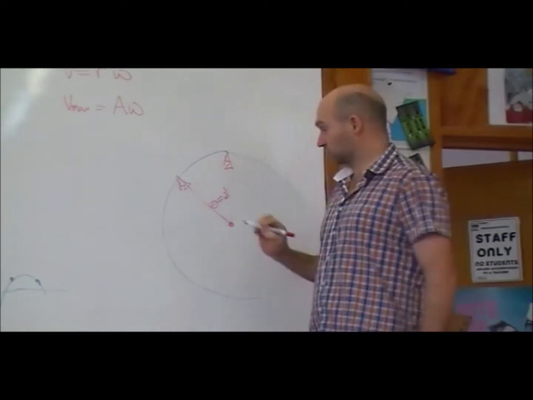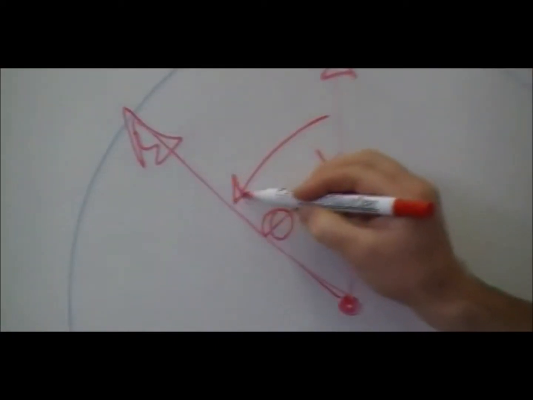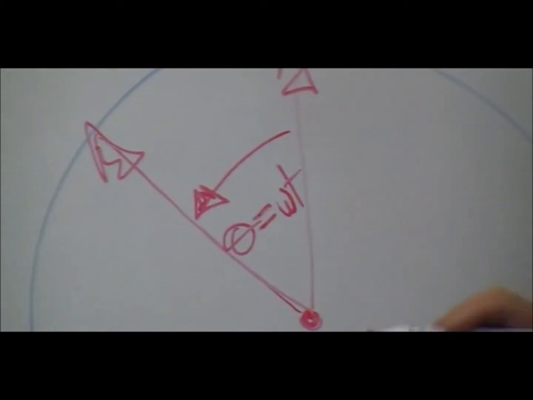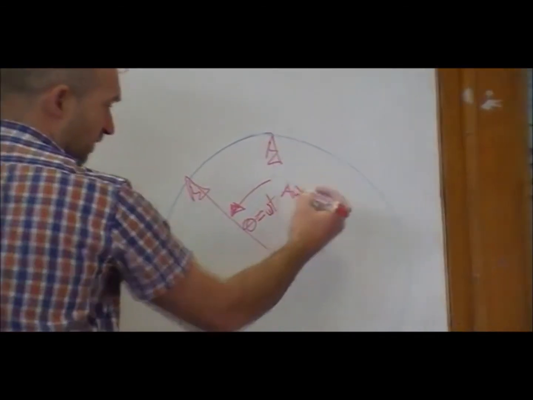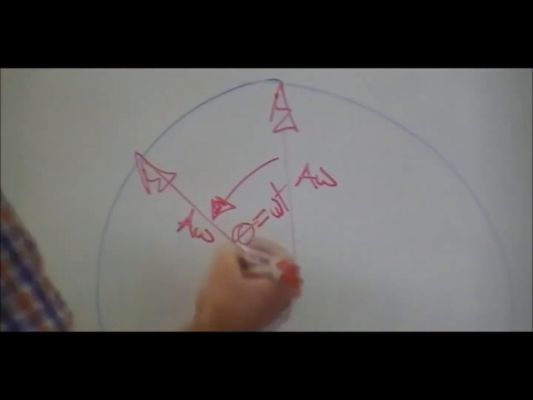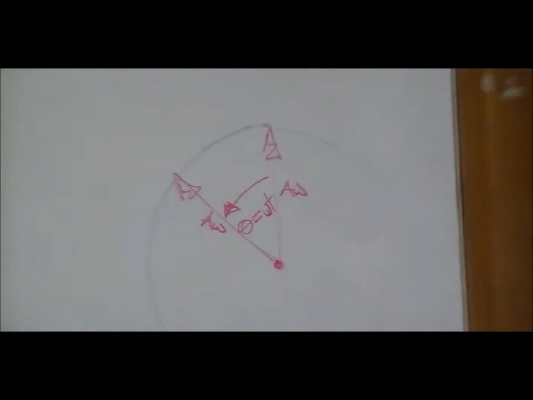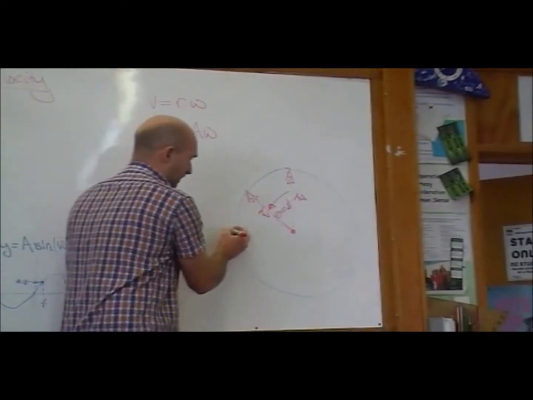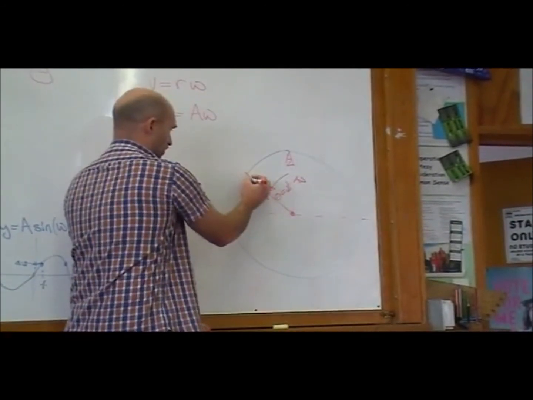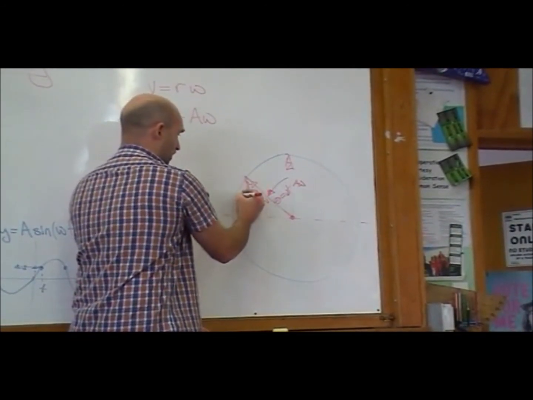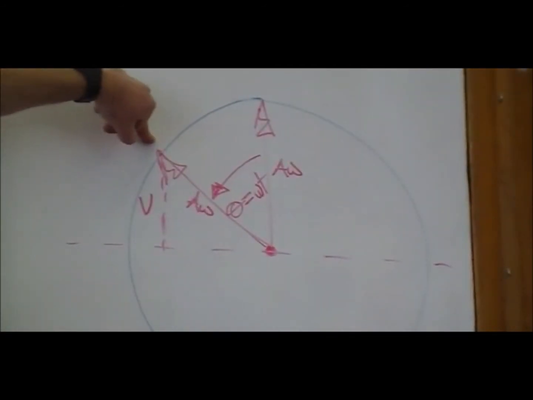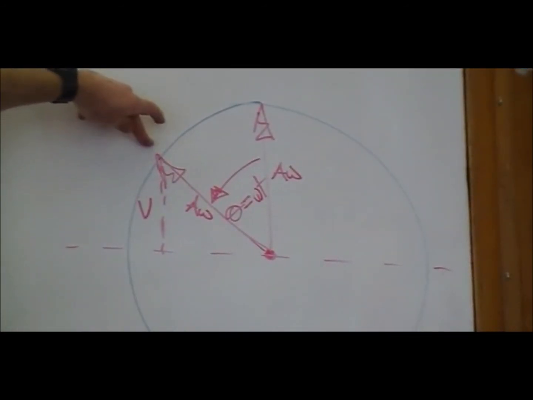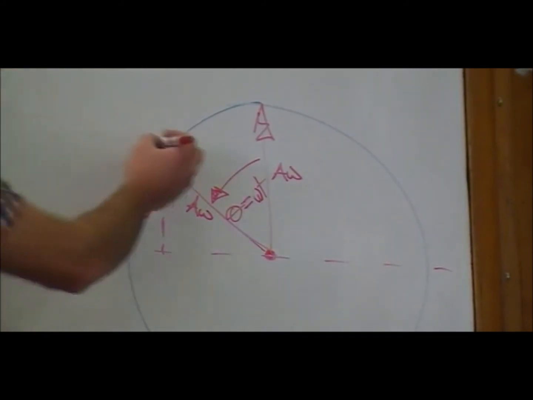If we let the phasor turn through that angle there, theta is omega t. And we know that each of these phasors must have the length a omega. And the question we're asking then is, what's the value of v at that point there? So we have to be able to write an equation for the value of v there.